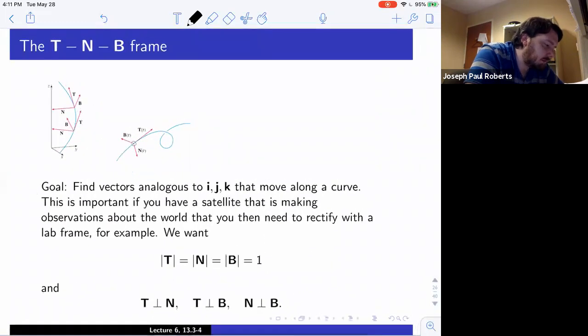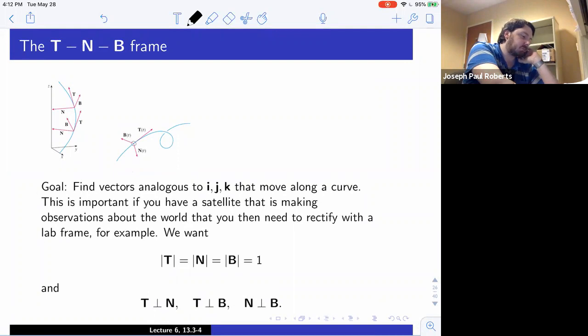So the next thing we want to talk about is something called the TNB frame. And so the TNB frame is relevant when you have something like a satellite that's making observations, and you have to rectify the observations that the satellite is making with, let's call it the laboratory frame, a term that's used in physics and engineering a lot. So essentially this TNB frame you want to think of as a moving coordinate system.